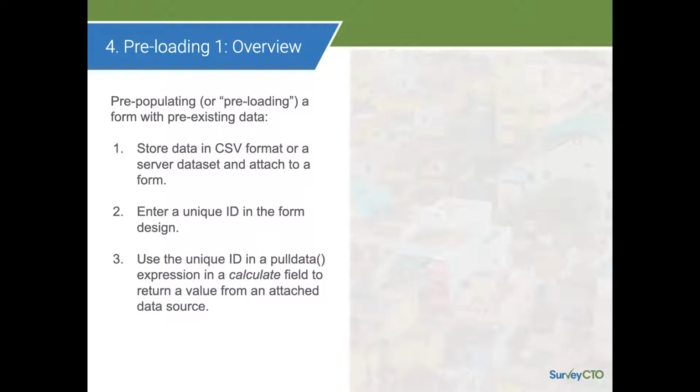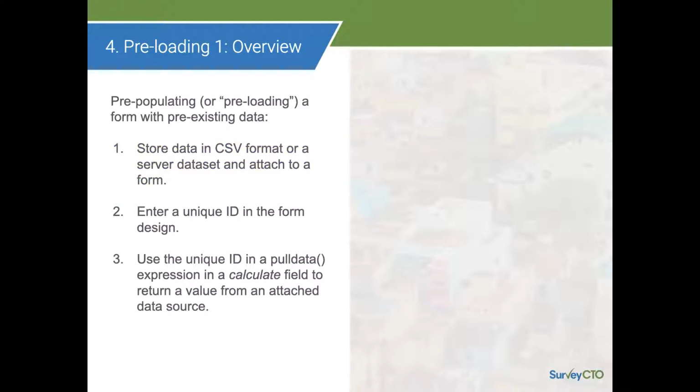The first feature to understand in the design is preloading, which facilitates the pre-population of a form with pre-existing data. You'll store data in CSV format, which you can directly attach to a form design when you deploy it, or upload it to a server dataset, which is in turn attached to the form. On my server, I've done the latter, rather using a server dataset.